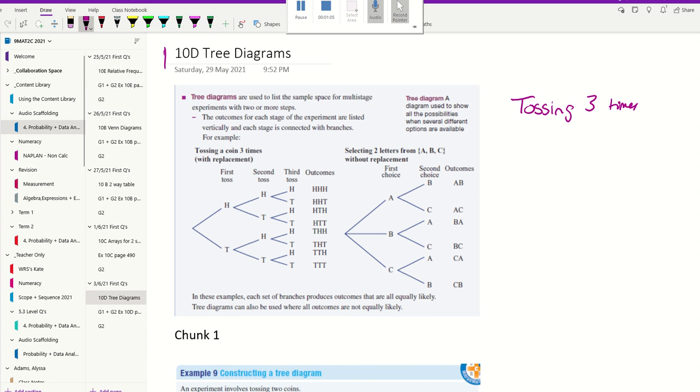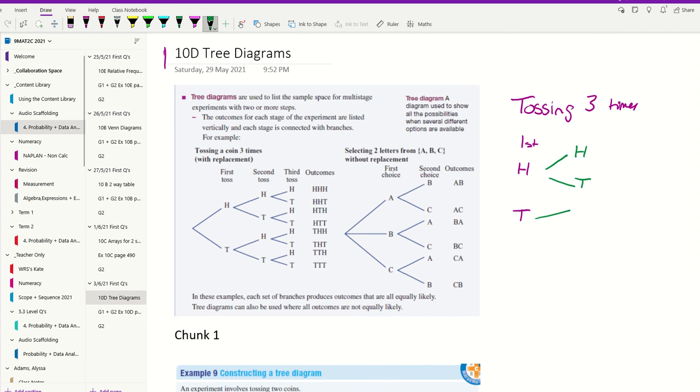Okay, so what we can do is we have a first toss. We can either get a head or a tail. So I've just listed the sample space for the first toss. If we get a head the first time, the second time we can either get a head or a tail. So there are our possibilities. If we had a tail the first time, after that we could get a head or a tail. So now we can see our sample space. Our possibilities were head, head, or head, tail, tail, head, or tail, tail.